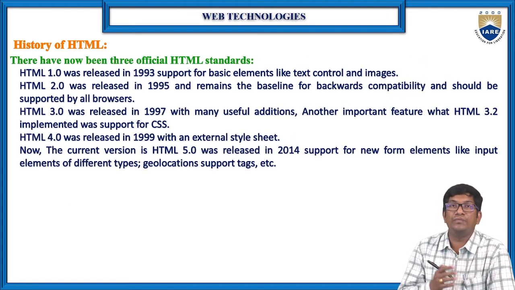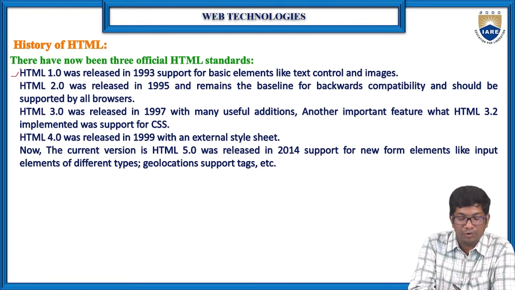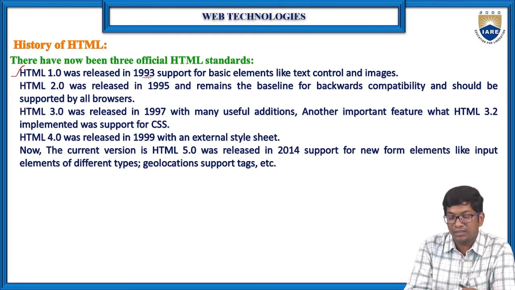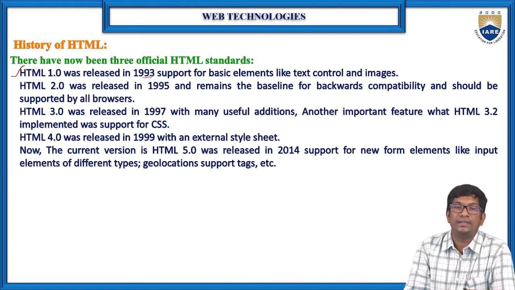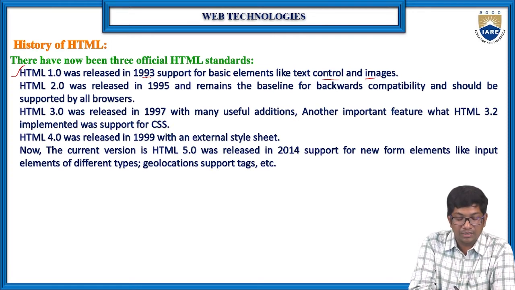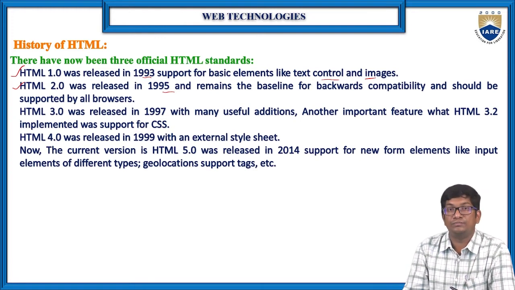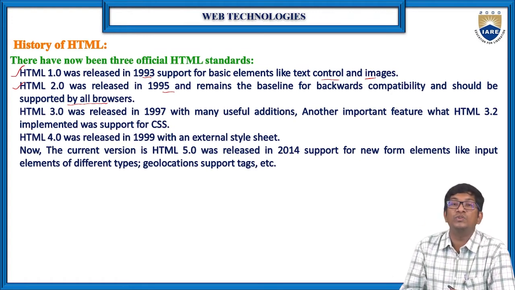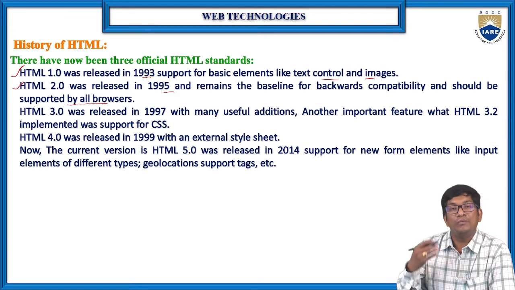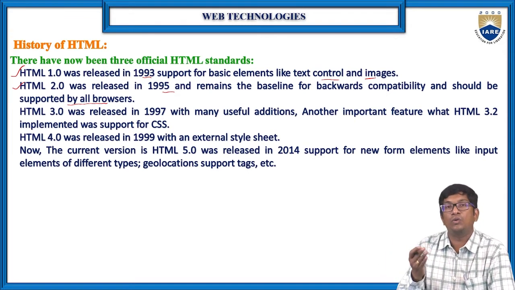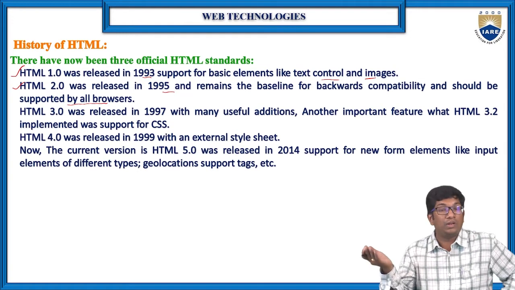Initially the version was named HTML 1.0, released in 1993, and it supports all basic HTML tags like text control and images. It was not standardized. Afterwards they standardized HTML 2.0, released in 1995 by adding more features, and it is supported by all the browsers. Initially, it supported only the Mosaic browser. Of course, we can display the HTML document in Chrome, Opera, Internet Explorer, or any other browser.